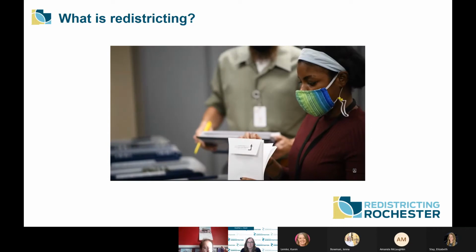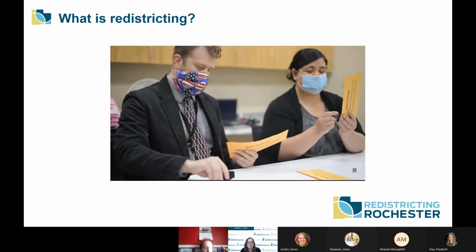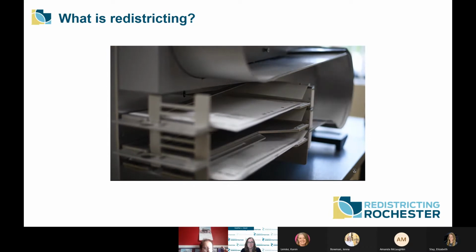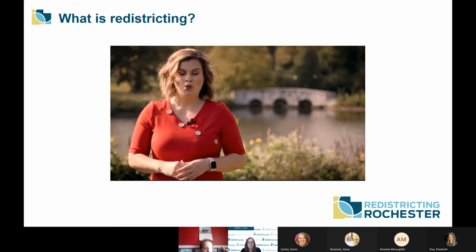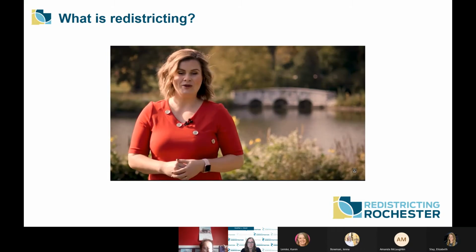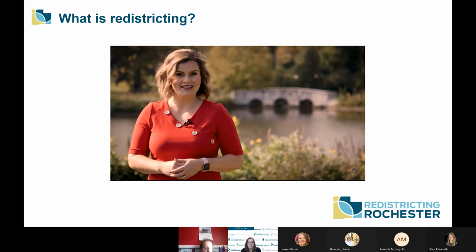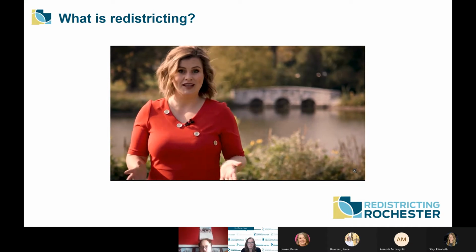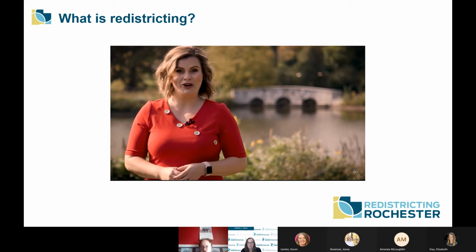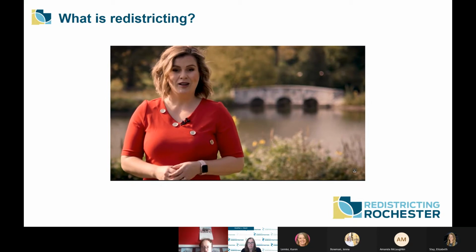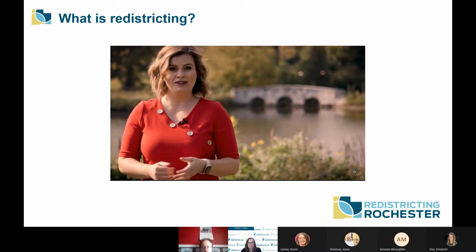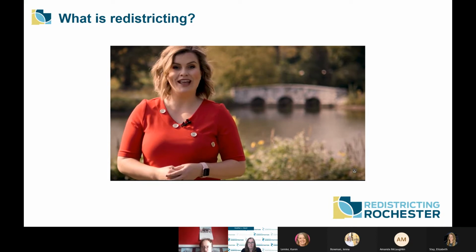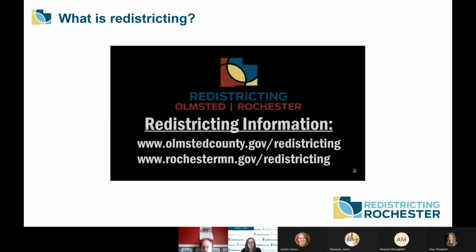Following redistricting, the election process can begin with candidate filing and primary election dates, which also follows a schedule determined by state statute. We want you to be informed about the redistricting process. A free redistricting toolkit can be found at several area locations, like the Rochester Public Library. That free toolkit, along with other information regarding redistricting, can also be found on the City of Rochester and Olmsted County websites.